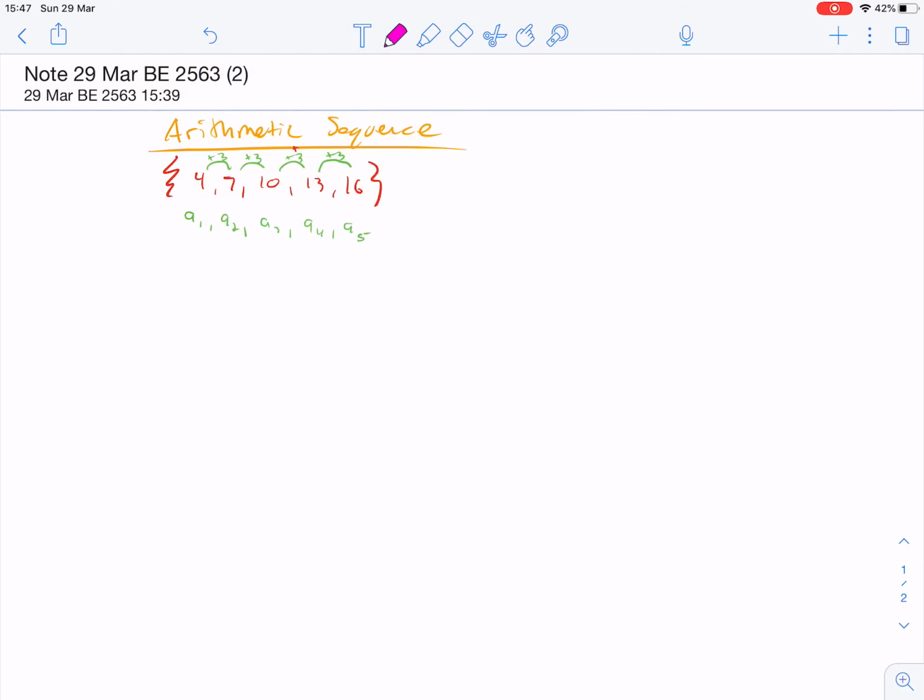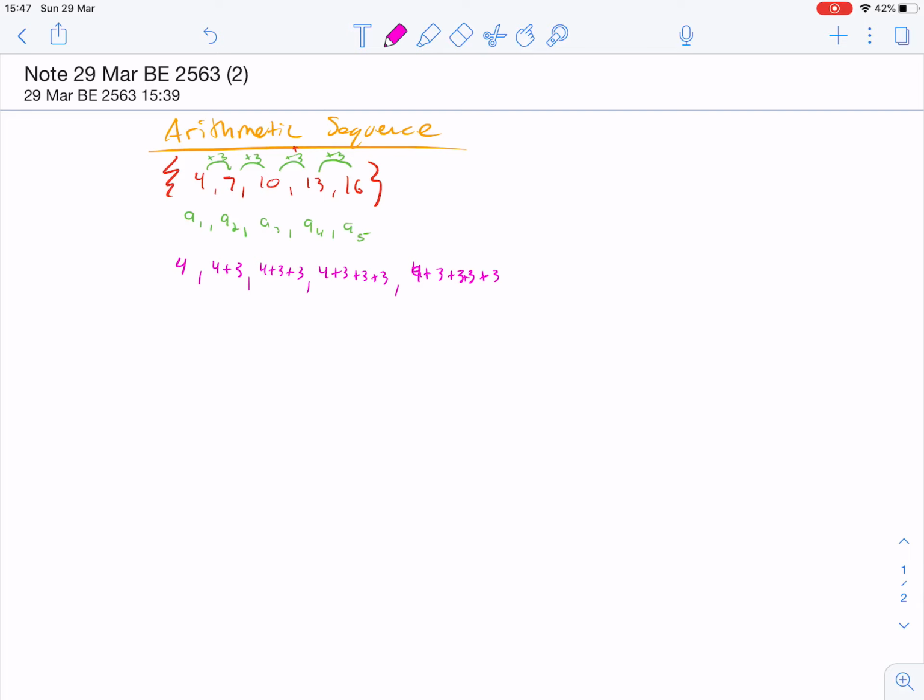A1 could have been just 4. A2 we could have written as 4 plus the difference. The third term we could have written as 4 plus the difference plus the difference. A4 we could have written as 4 plus the difference plus the difference plus the difference. And A5 we could have written as 4 plus the difference four times.